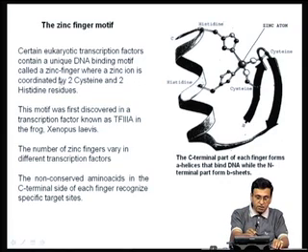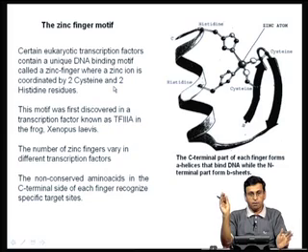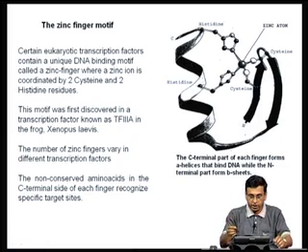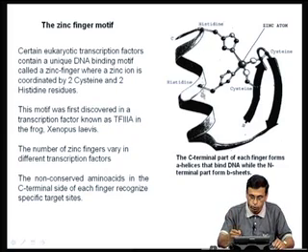It is called a zinc finger because a zinc ion is coordinated between two cysteines and two histidine residues of the amino acid sequence of a protein. For example, you have histidine 1, histidine 2 here, and you have cysteine 1 and cysteine 2 here. So you have C2H2. These two cysteines and two histidines coordinate a zinc atom, and as a result this forms what is called a zinc finger.